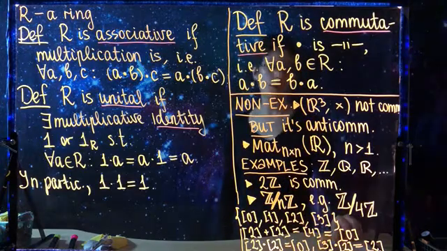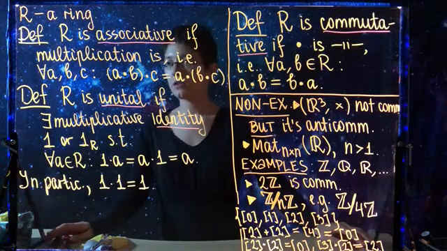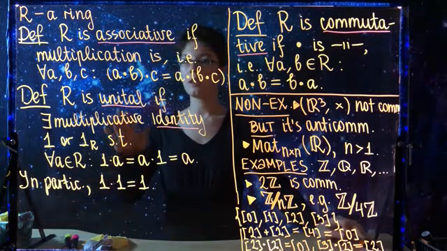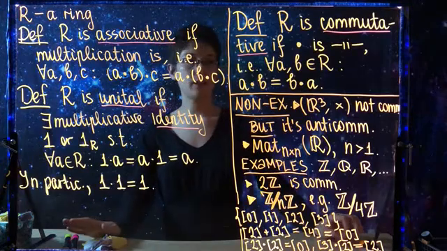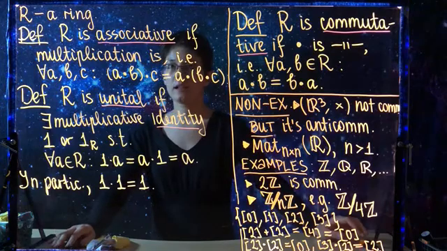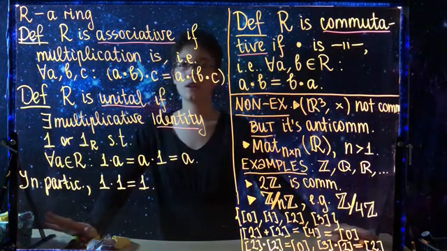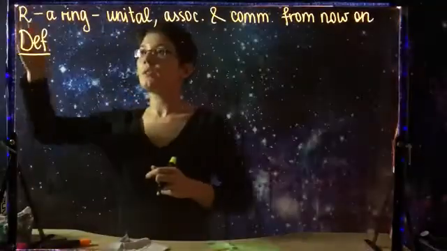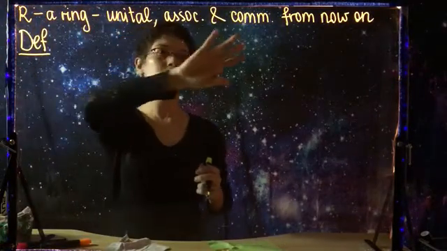Okay, so for the remainder of the course, all of our rings will be assumed unital, associative, and commutative, unless specified otherwise. But even if we work with non-commutative rings, they will at least be unital and associative. Now, R is a ring, which from now on is assumed to be unital, associative, and commutative.